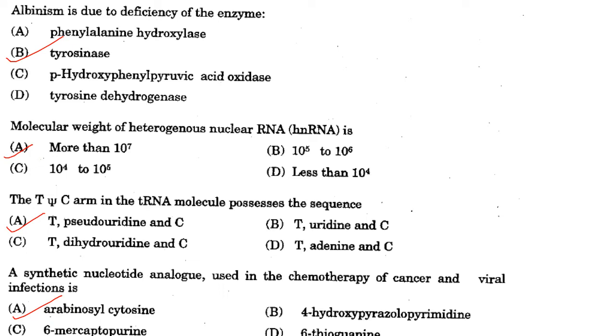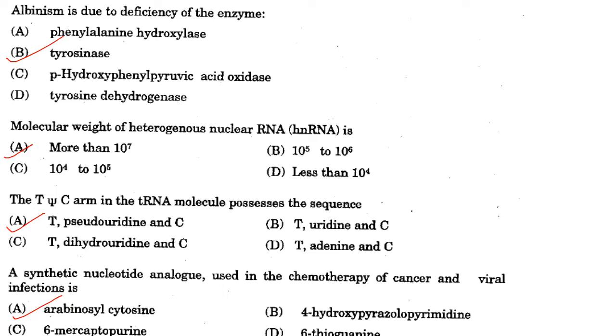So next one. Albinism is due to deficiency of the enzyme tyrosinase. So it is a copper containing enzyme involved in the production of melanin. So answer is option B.